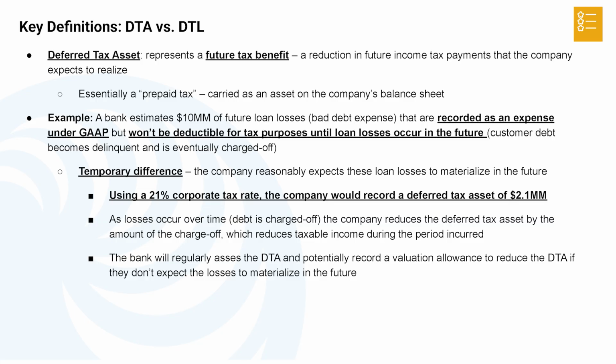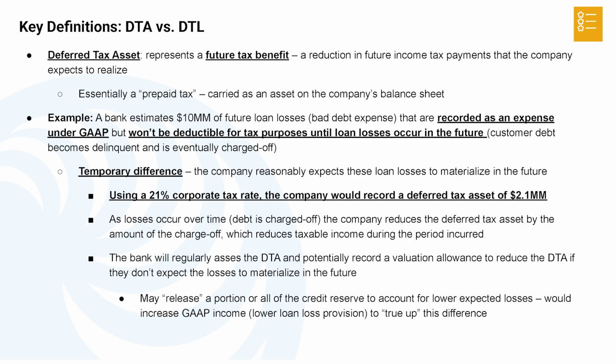In this scenario, there'd be other accounting elements that come into play. For example, under US GAAP, they would record a negative provision if loan losses were expected to be lower than they had estimated. But for the purpose of the DTA, the key point is if they believe that deferred tax asset will not be either partially or fully utilized going forward, they'll need to reduce the value of that deferred tax asset on their balance sheet.